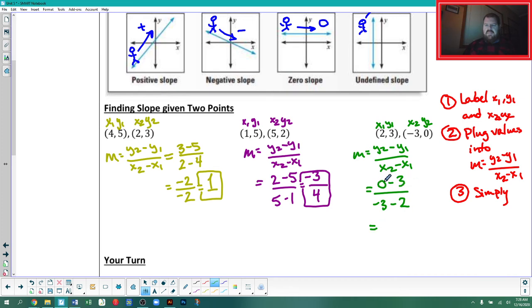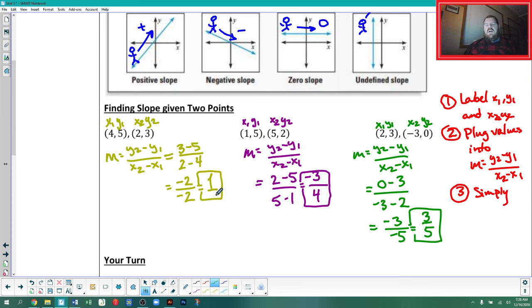And simplify. 0 minus 3, negative 3. Negative 3 minus 2, negative 5. Negative 3 over negative 5 is the same thing as positive 3 over positive 5. That's the only simplification that can happen. Okay, then we can look at, if we need to, what does that mean the line looks like? Is it going upwards, downwards, flat, or vertical?